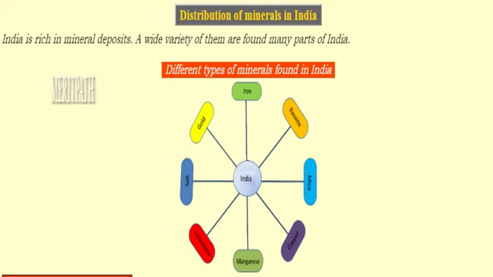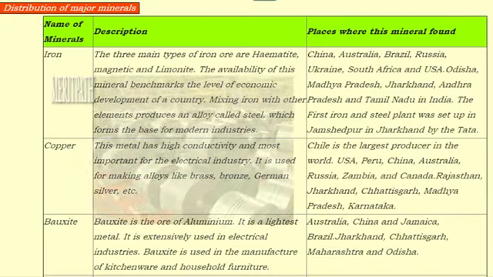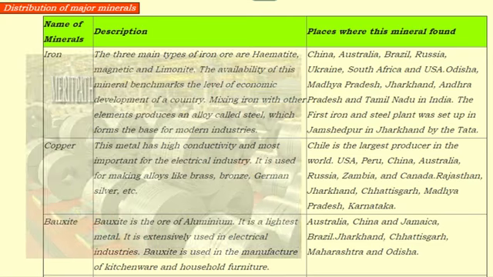Now we know that India is rich in mineral deposits. Here is a clear picture of different types of minerals found in India, and those are iron, bauxite, mica, gold, copper, manganese, limestone and salt, and we extract all of this from deep down in the earth. Now here is a chart which shows the types of minerals and the areas where they are found.